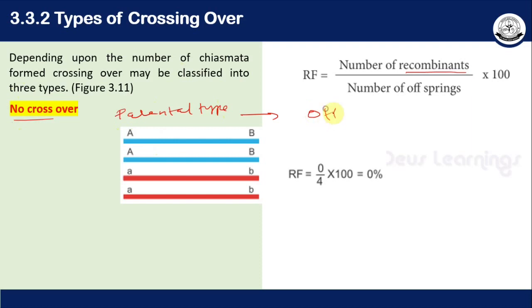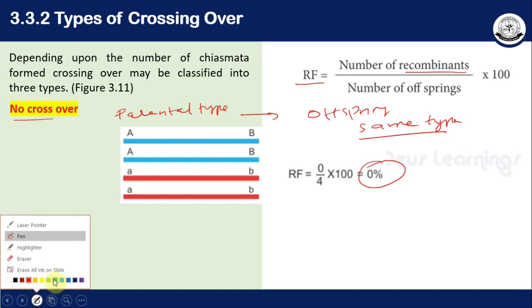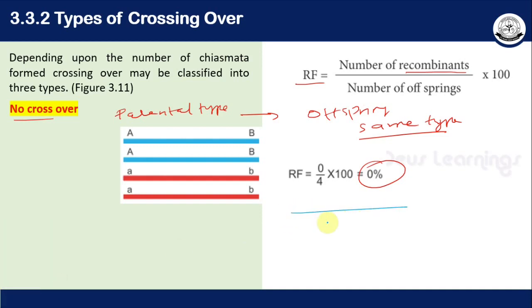The offspring will be exactly the same, of the same type in the offspring. So the frequency of recombination, this RF is called frequency of recombination, is absolutely zero. There is no change. Let me draw it so you can understand. It will come like this, absolutely the same.